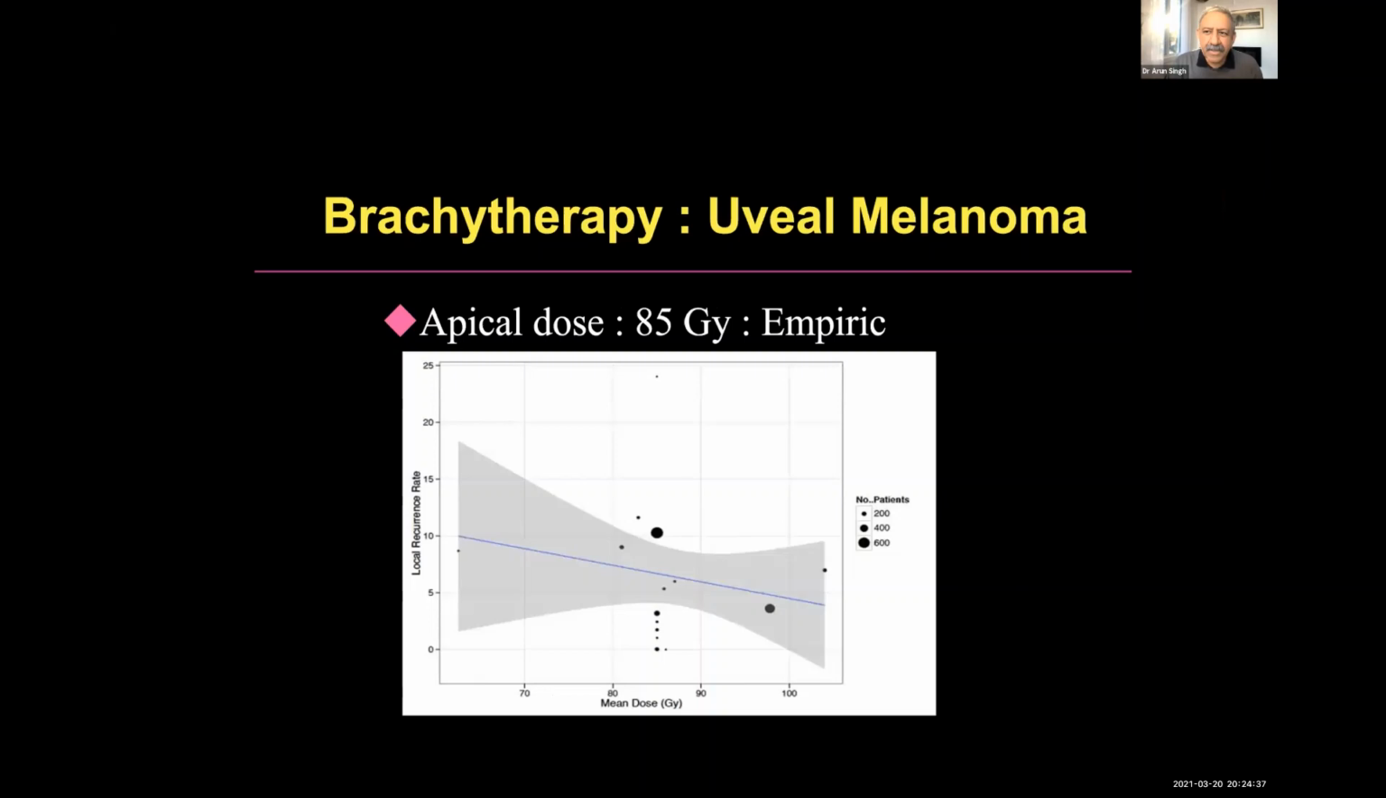And then people talk about the dose. Can we reduce the dose? The dose for melanoma is 85 gray and it's the apical dose. Well, it's empirically derived. Can it be reduced? Yes. Do we have data that it's safe? We don't have that data. But this number will come up time and again, and we're kind of stuck with it.